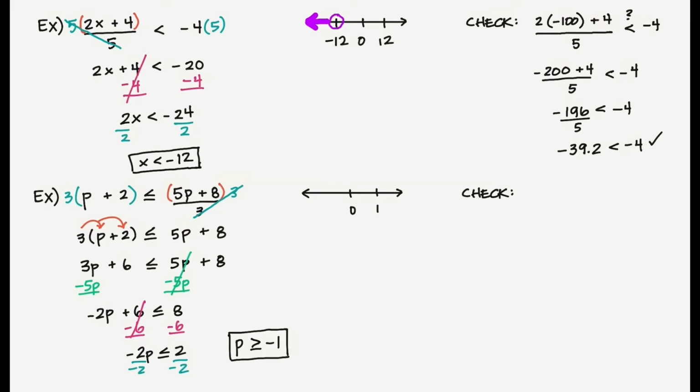Let's go ahead and graph it. So I'm going to have 1 and -1. I'm going to have a closed circle on -1, and I'm going to point it to the right-hand side, everything that is greater than or equal to -1.